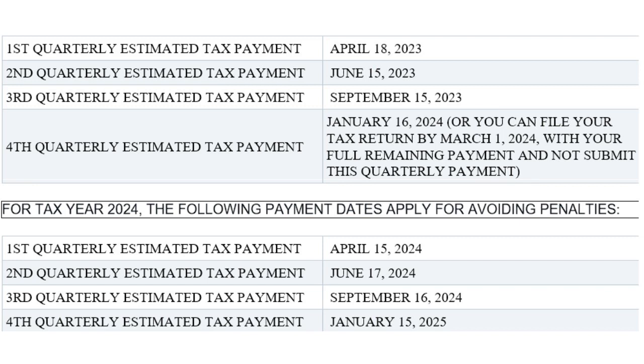Okay. Or you can file your tax return by March 1st with your full remaining payments and not submit these quarterly payments. This is totally fine. It's one of those things where you have to really account for it. Now, if you want to avoid tax penalties, you always have to send your cash by those due dates. Okay, very important.